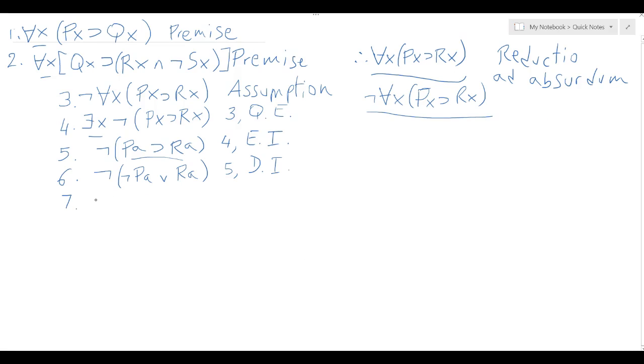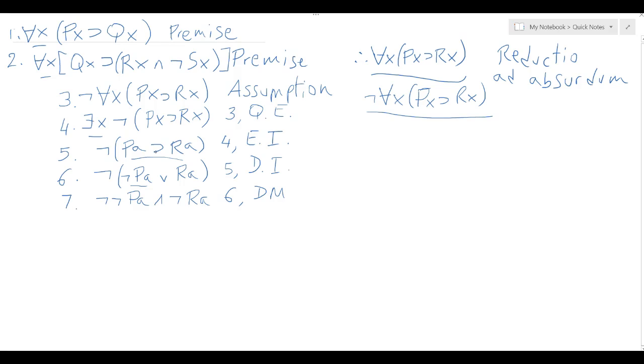We can convert this to not PA. So remember that we have to make a conjunction of the negations of the two elements of this disjunction. But because the first element in the disjunction is already negative, we will stick a second negation in front of it. So not not PA and not RA. And this will be 6, De Morgan. It's one of the laws of De Morgan, who was a British logician.